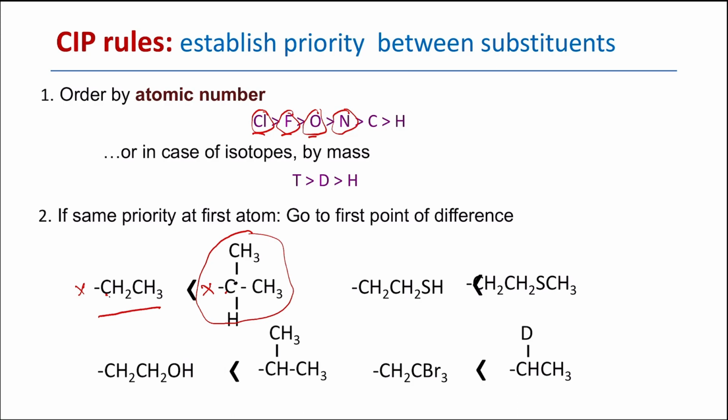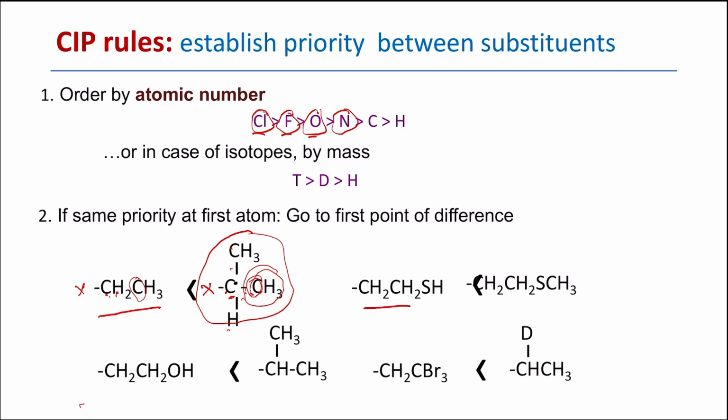So for the first point of difference, the first carbon here is attached to two hydrogens and one carbon, but this carbon here is attached to two carbons and a hydrogen. So the first point of difference will be this carbon atom, because here it's only one carbon and two hydrogens, but here there are two carbons. So this one will take priority, and this is the first point of difference.